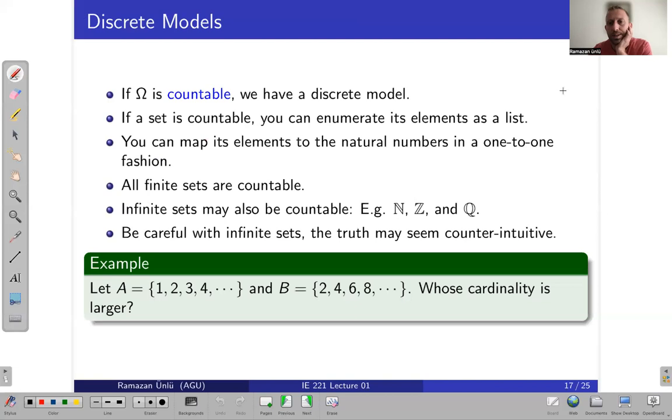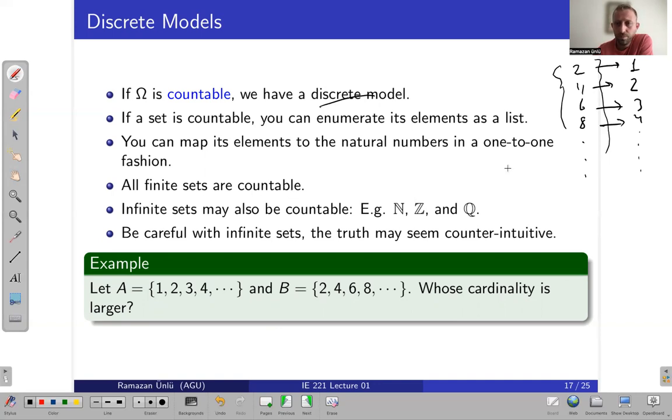Let's say I have the set 2, 4, 6, 8, and it keeps going. I can say this is the first number, this is the second number, this is the third number, this is the fourth number, and I can go wherever it goes, okay? So I can enumerate them. If this is the case, I can say that my set is countable, and I have to work with the discrete model, okay? All finite sets are countable.